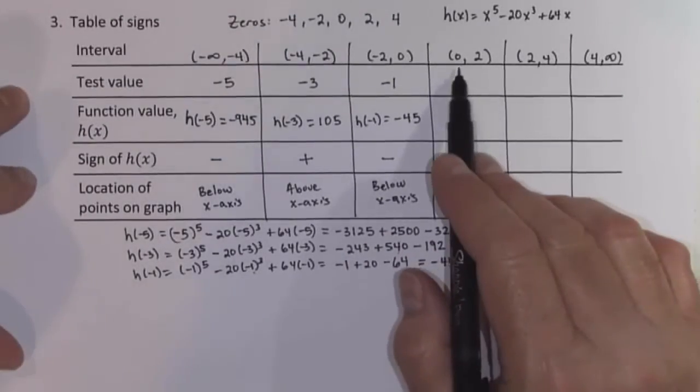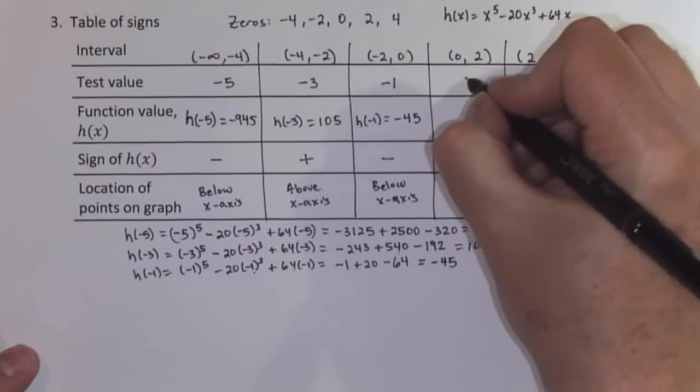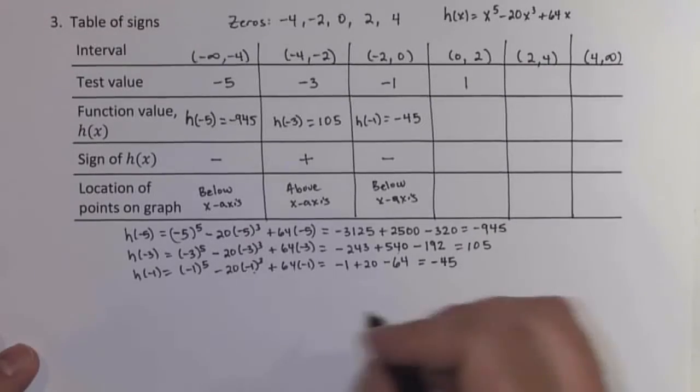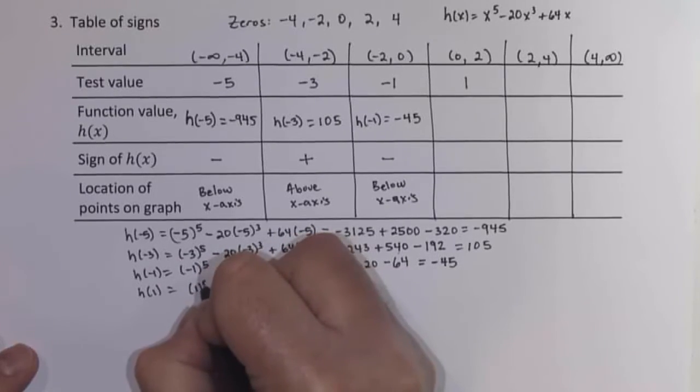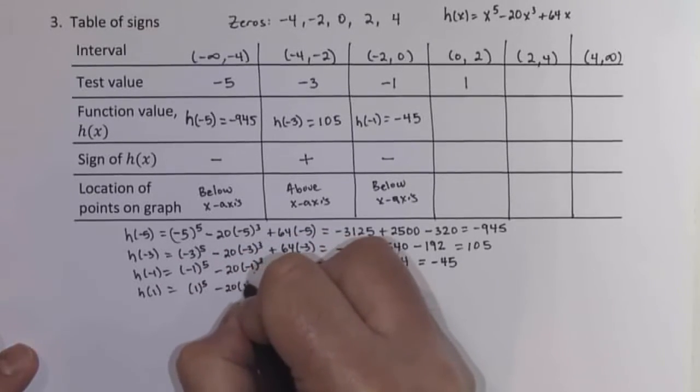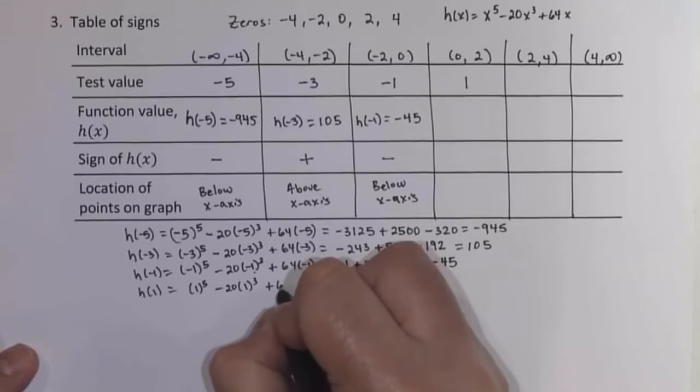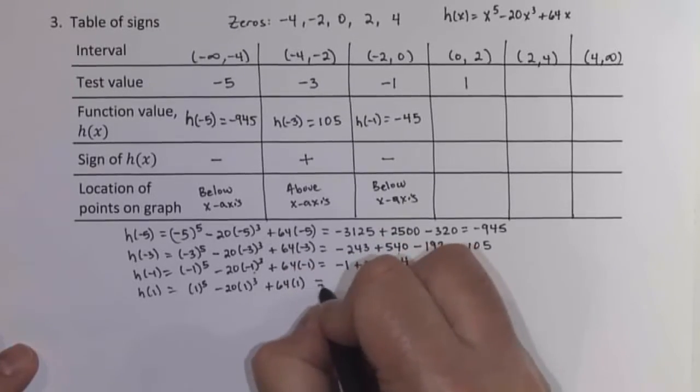Continuing, looking at the interval 0 to 2, a good test value would be 1. So if we find h of 1, that's going to be 1 to the 5th power minus 20 times 1 cubed plus 64 times 1.